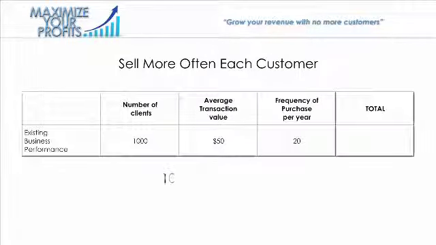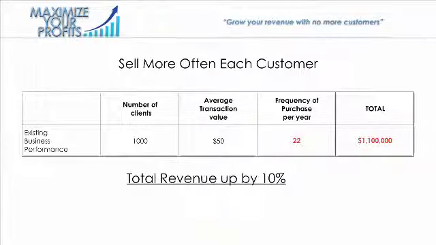So let's look at selling more often to each customer. Again, we'll start off with exactly the same scenario, do the basic maths, we end up with $1 million. But now let's look at changing the frequency of purchase per year, getting the customer to come back just that little bit more often. We'll increase it by 10%, we'll do the maths, and what happens? Revenue goes up by 10%. Again, not a single new client. We focused on our existing clients and got them to come back a little bit more often. So total revenue again is up by 10%. No new clients, no bigger sales, just get them to come back a little bit more often.